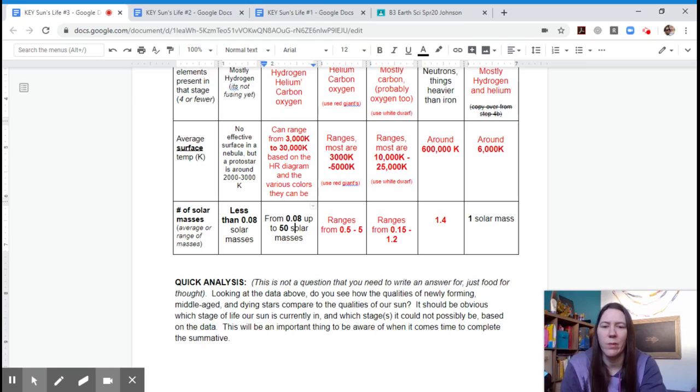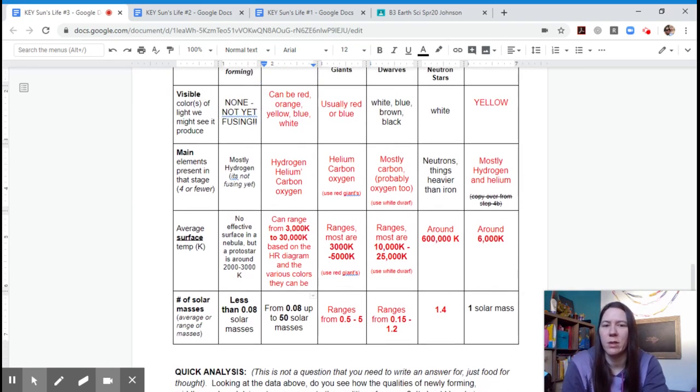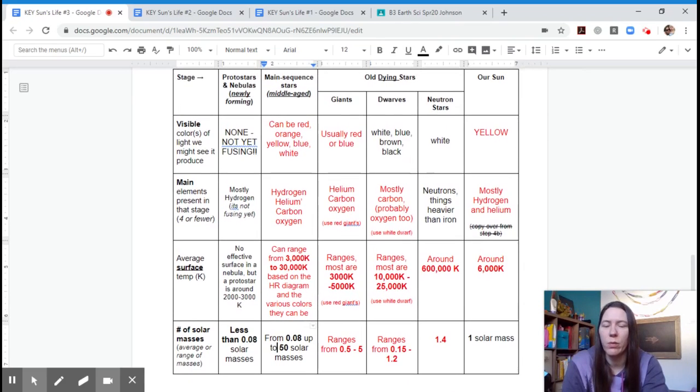And then upper limit-wise, you can actually have massive main sequence stars, upwards of 200 solar masses, but they're not super common and they die really fast because they burn their fuel really fast. So really, this is an appropriate limit from about 0.1 up to about 50 solar masses. Again, it's a huge range because main sequence stars can be a huge range of temperatures and colors and therefore sizes.